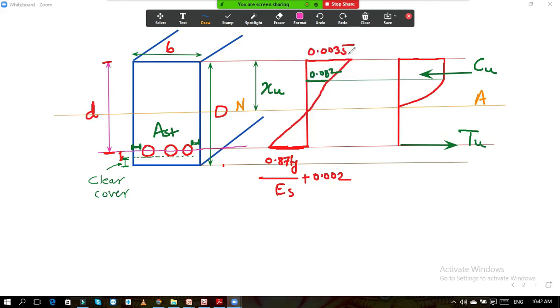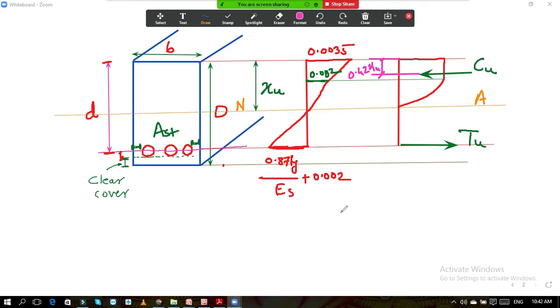And if you see this force, the distance of this force from the top, if you want to calculate this distance, then this is 0.42 XU.